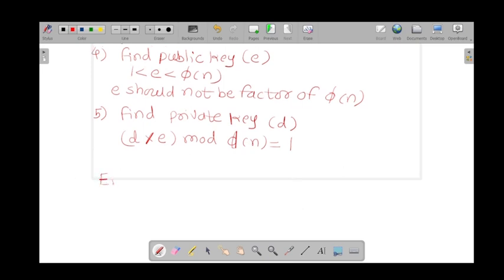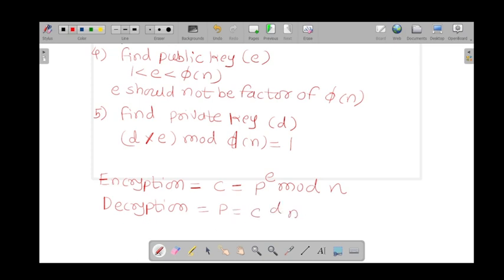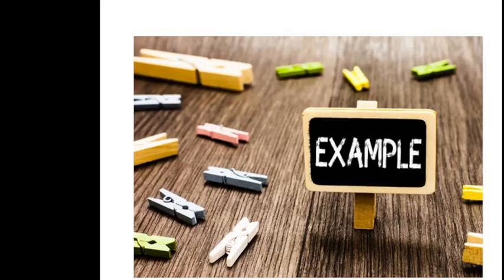Now whenever we are doing encryption, we are finding our ciphertext message. So our ciphertext C is equal to P raised to E mod n. And for decryption, we use the formula P is equal to C raised to D mod n. Now let's begin with the examples.